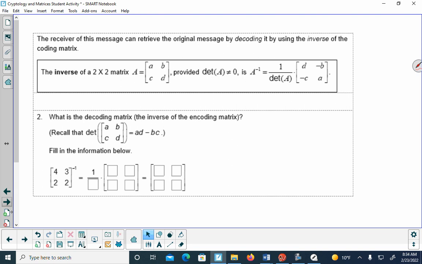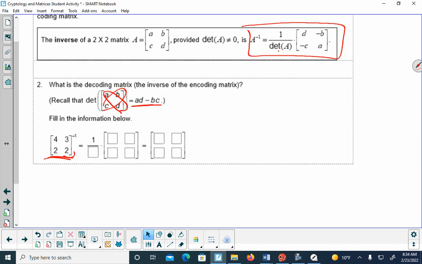So now the next thing it's going to help me do is figure out the inverse of this matrix that I used. This matrix that I used was 4, 3, 2, 2. To find the inverse, remember the pattern that we learned last time in class, where I take the determinant, which is AD minus BC. So I'm going to take 4 times 2, which is 8, minus 3 times 2, which is 6, and I'm going to get 2. And we already did that earlier to show that it was not 0.